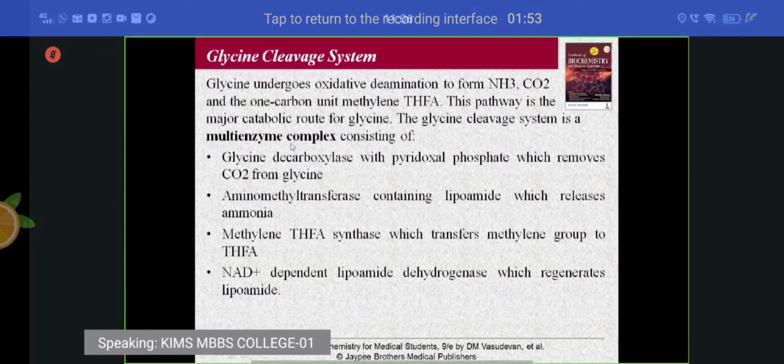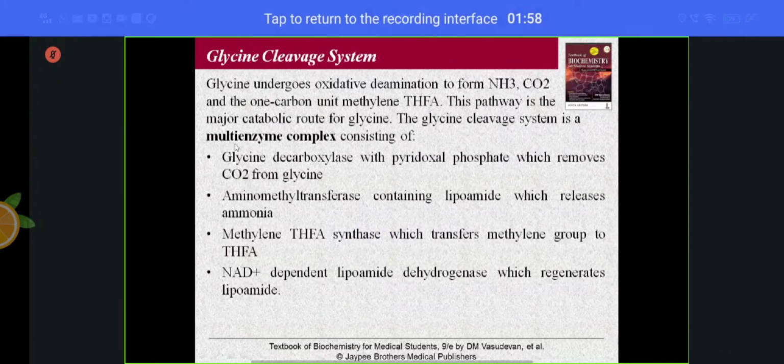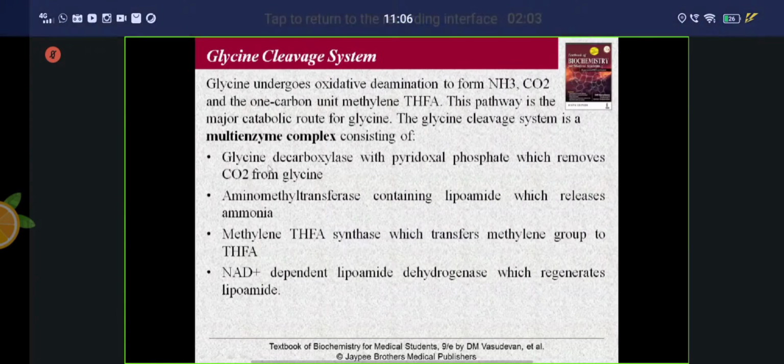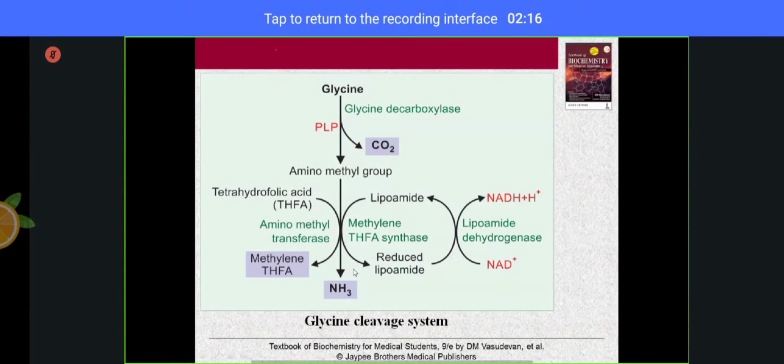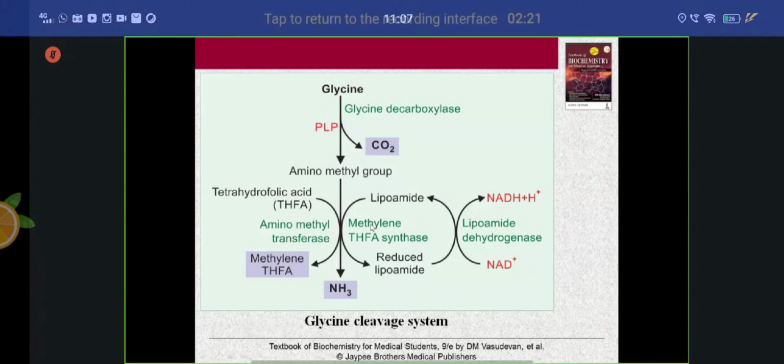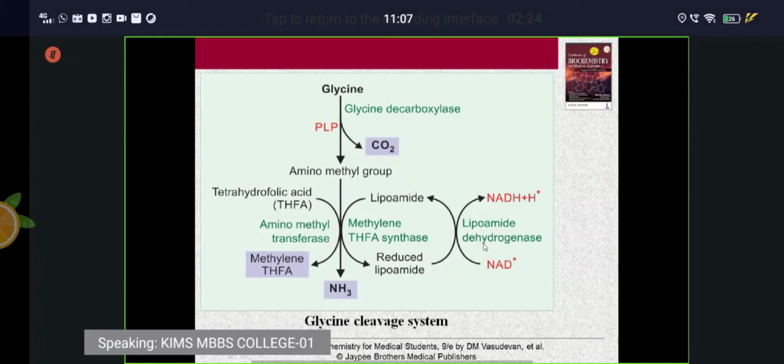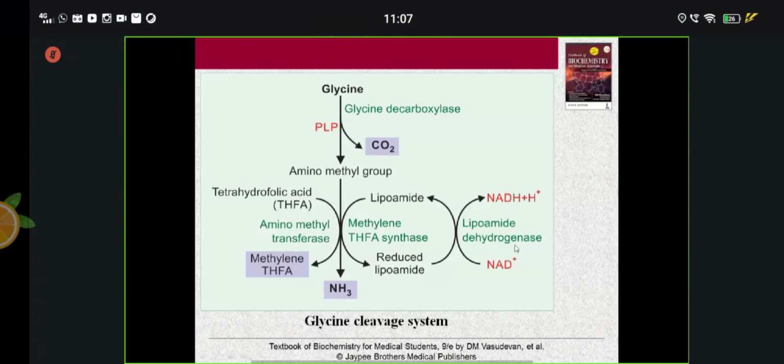It's a multi-enzyme complex. In the previous diagram you have seen, multi-enzyme complex means anything which contains a lot of enzymes. It's there in the name itself. So examples are glycine decarboxylase, where PLP is the coenzyme, amino methyl transferase, methylene THFA synthase and lipoamide dehydrogenase. So a multi-enzyme complex is something where there are many enzymes: glycine decarboxylase, amino methyl transferase, methylene THFA synthase, and lipoamide dehydrogenase. Okay, all of you try to remember this. What is a multi-enzyme complex and what are the components of it?